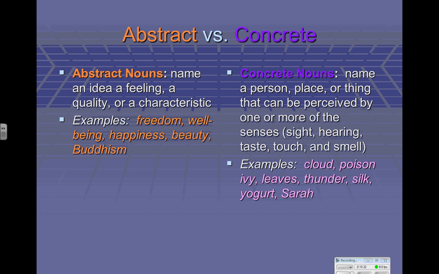So examples would be freedom. You could see someone who is free, but freedom itself does not physically exist. You can't walk in a store and pick up freedom. It's impossible. Same with well being, happiness, beauty. And let's talk about beauty. You can see someone who is beautiful, right? But does beauty actually physically exist? No, it does not. It's a concept, it's a quality.